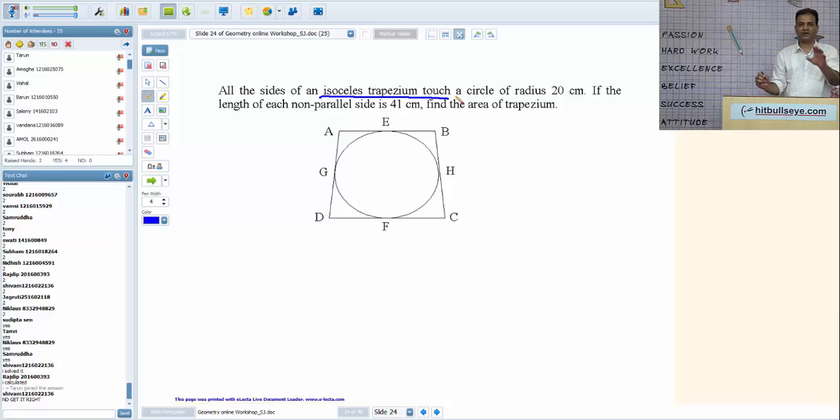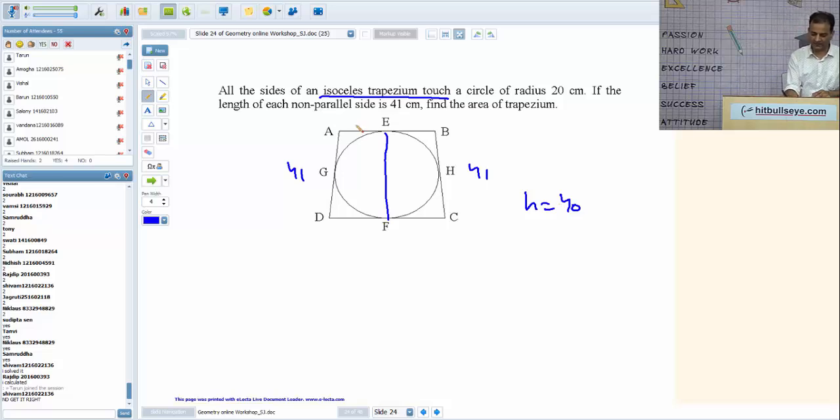In an isosceles trapezium, non-parallel sides are equal, friends. What is the non-parallel side? This is 41, so this will be 41. And what is the radius? The radius is given as 20, so that means the height of the trapezium will be 40. The diameter will be the height for this.